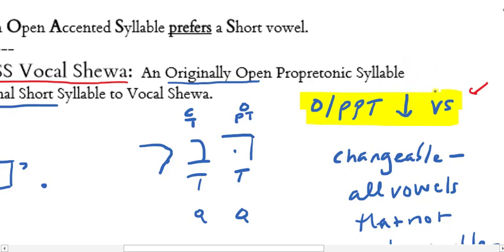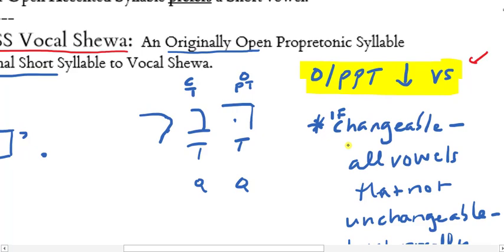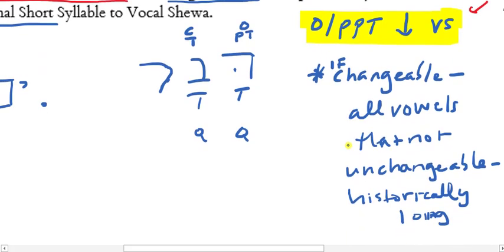Now, that is going to happen only if the vowel is a changeable vowel. Now, which vowels are changeable? That's easy. You already know this. It's changeable if it's a vowel that's not unchangeable. Lights are going off in your head. Dr. Marshall, that's a tautology. Yes, it is. Which ones are unchangeable? The unchangeable vowels are the historically long vowels. Which ones are the historically long vowels?